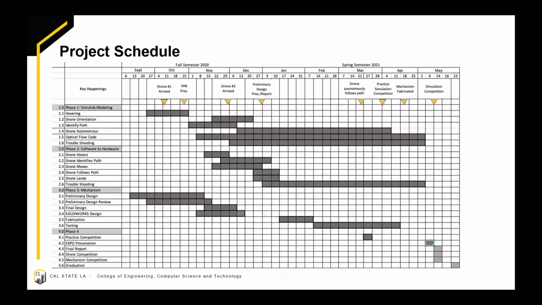As you can see, the dark shaded boxes represent the completion of tasks for each of the phases. The light shaded boxes represent the upcoming tasks, which will be the final report, the competition, and graduation.